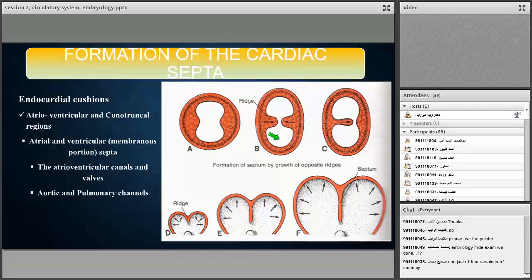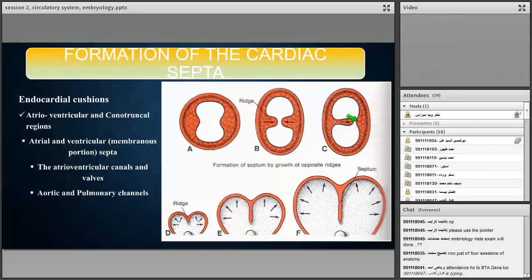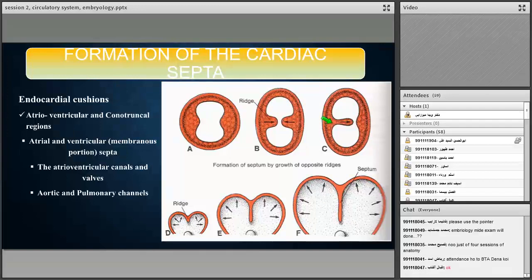The next way of forming the septums of the heart is that there is just one mass on one side of the lumen. This mass is growing to the other side. This is the other way.